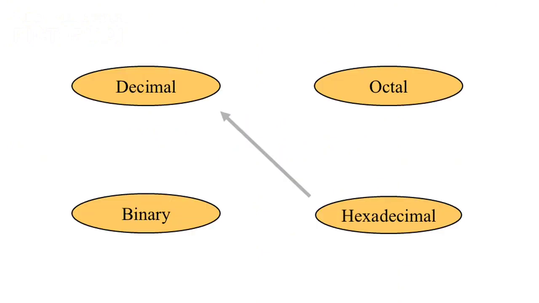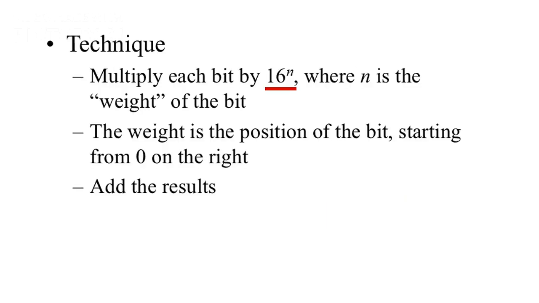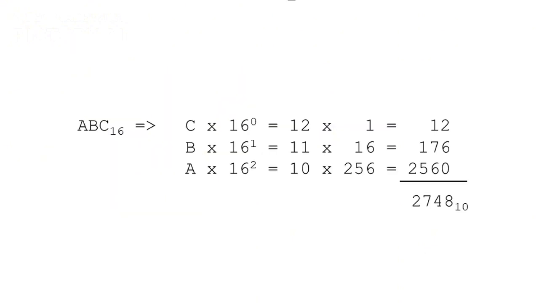Next, let's explore converting a hexadecimal number into a decimal number. This technique involves multiplying each digit by 16 raised to the power of its position and summing the results. Here's an example of converting the hexadecimal number ABC to its decimal equivalent.